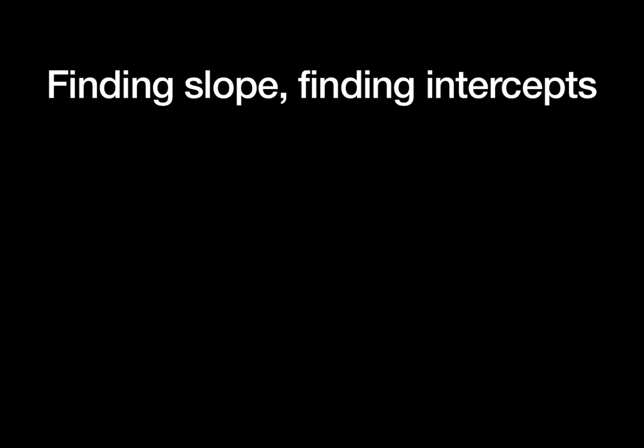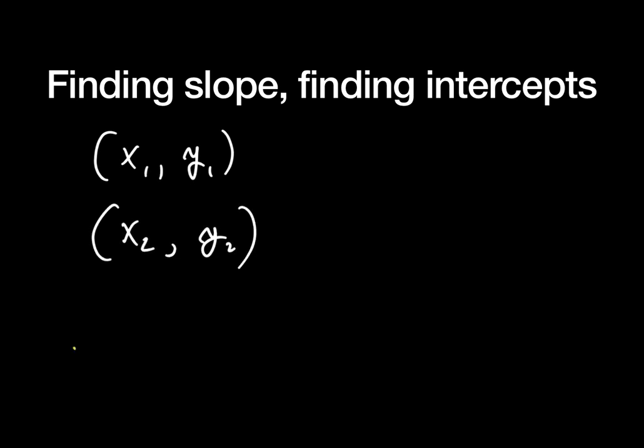Finding slope, finding intercepts will be some of the work that's in Chapter 3, I believe. That's part of your Check Your Understanding for today. Finding slope, if they give you 2 points. There's my 2 points, and then my slope was, which we did on the previous page, y2 minus y1 over x2 minus x1.